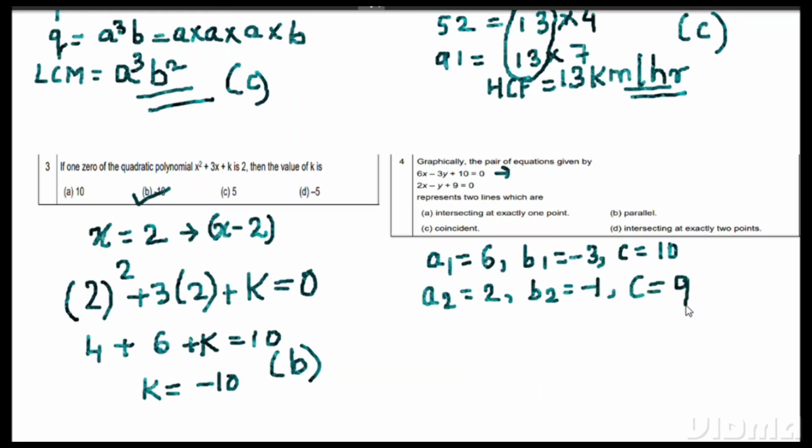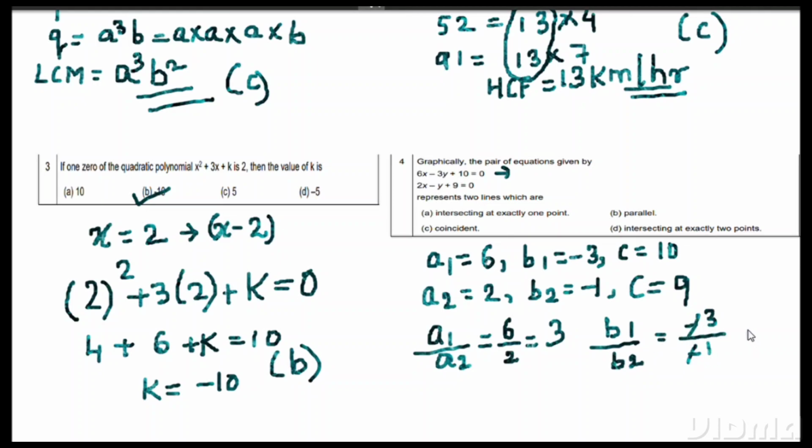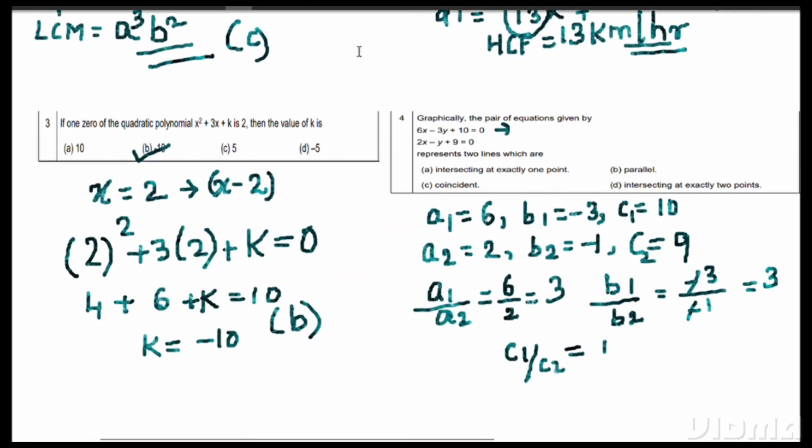So let us see what A1 by A2 is. A1 by A2 is 6 by 2, which is nothing but 3. Now let us find B1 by B2. Again, minus 3 by minus 1. So this is 3. Now let us find C1 by C2. So what is C1 by C2? Yes, it is 10 by 9.